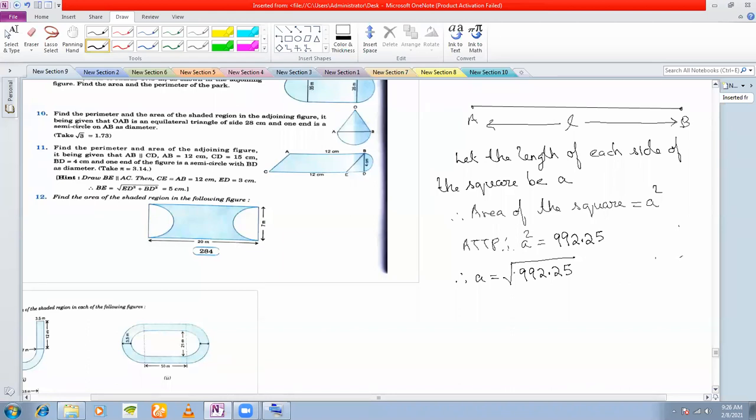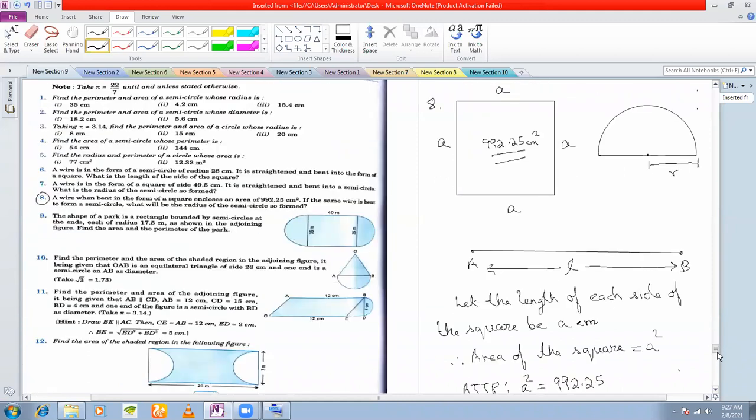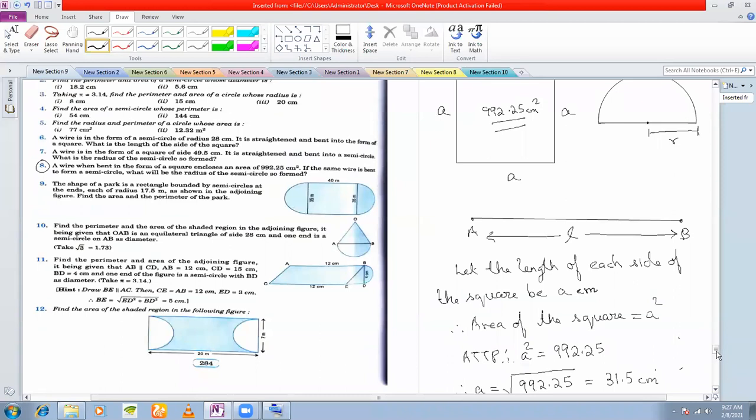Or you can change this to a fraction and find it by the prime factorization method also. Better is the division method, you will get the answer in one step. I'm not finding out the square root, I assume you know the method of finding the square root. You will get the square root of 992.25 to be 31.5 centimeter, say a centimeter. So each side of the square is of length 31.5 centimeters.